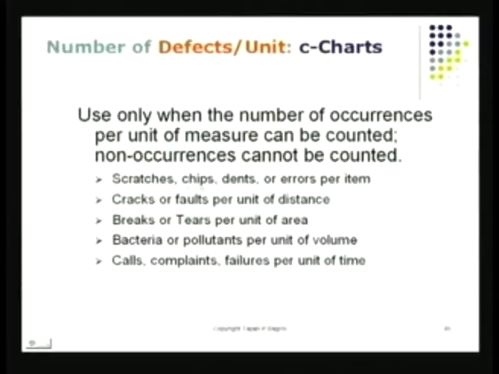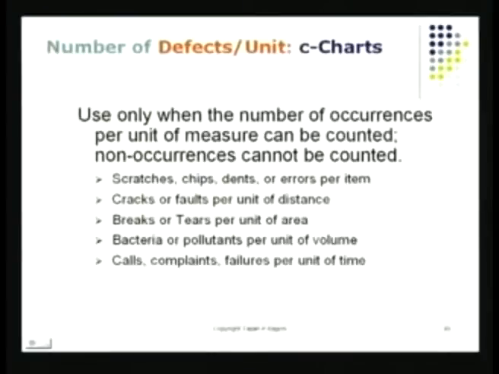Some examples are scratches, chips, dents, or errors per item, or cracks or faults per unit of distance. This could be true, for example, for cables and stuff like that. Or breaks or tears per unit of area, like for example, if I'm looking at a piece of cloth, for example a curtain or something like that, I might take a look at the number of defects found per unit area. Or pollutants per unit volume of liquid that you find in a puddle or in a lake or somewhere there, or in a well, oil well, for example.